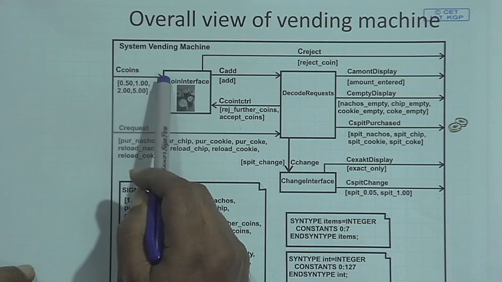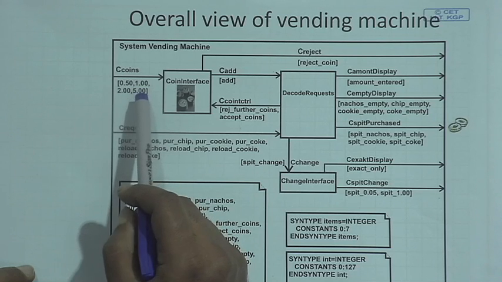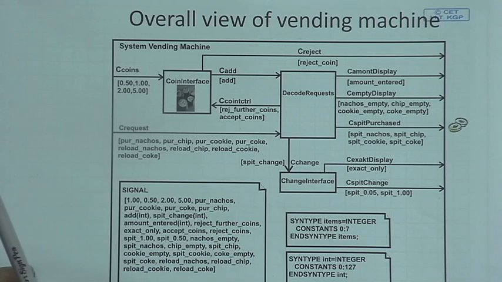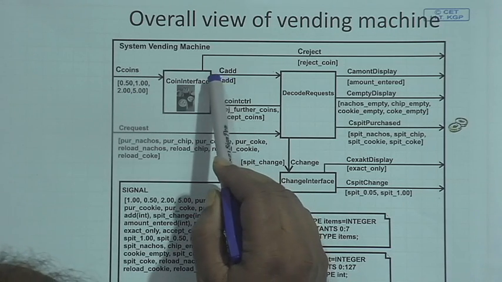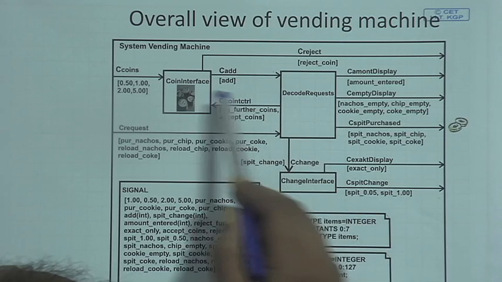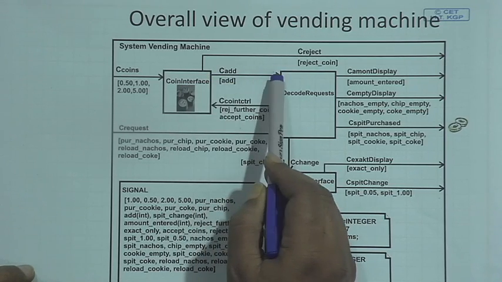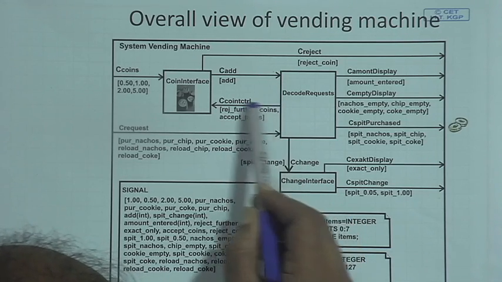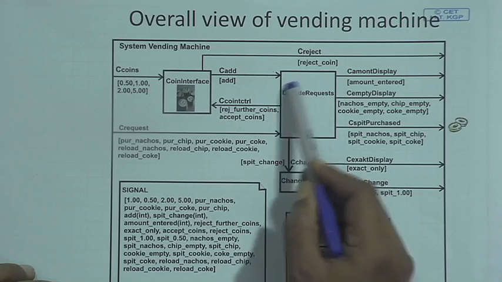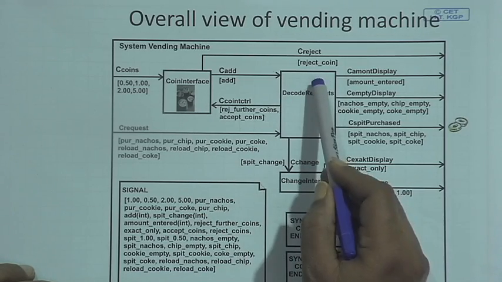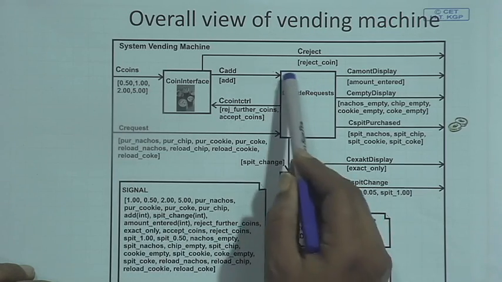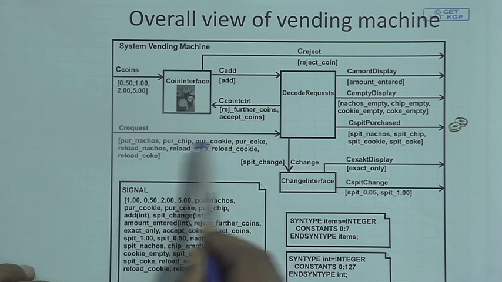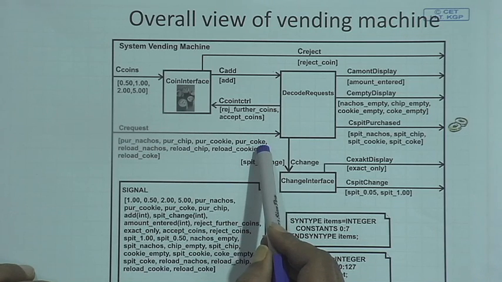I have a channel through which I can have the coins, and the coins are 50 paisa, 1 rupee, 2 rupees, 5 rupees. There is a channel between the coin interface and decode request. Whatever I am adding will go through this channel add. It will also have a coin control on this side, which accepts the coins. And this one is also accepting the request for what you want to purchase: purchase nachos, purchase chips, purchase cookies, purchase Coke.